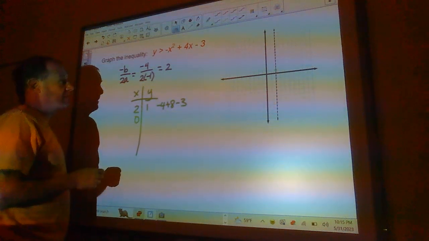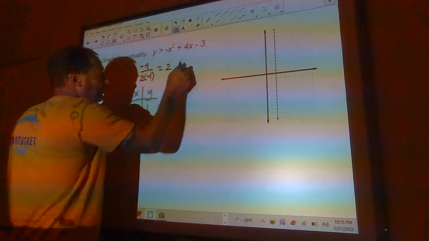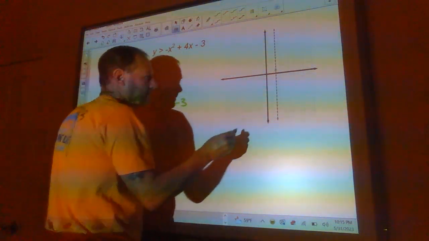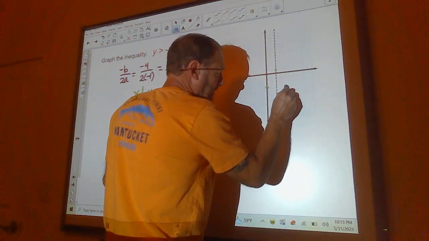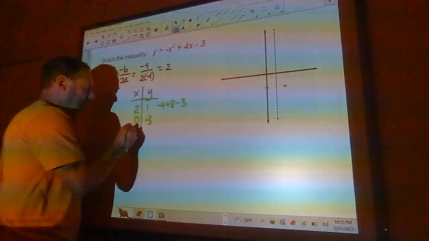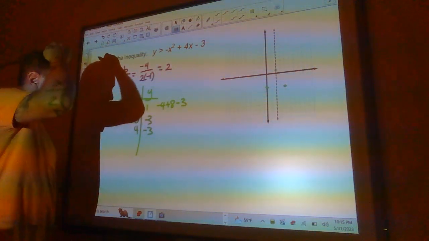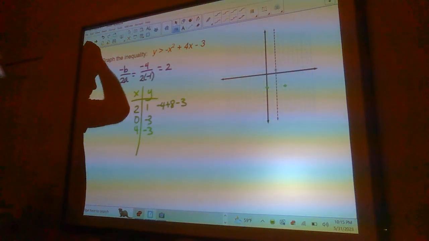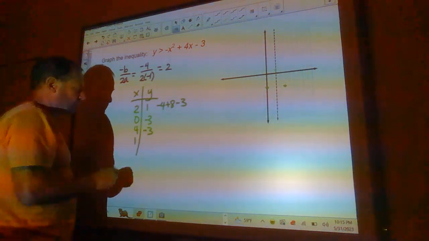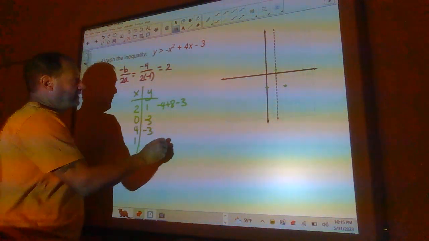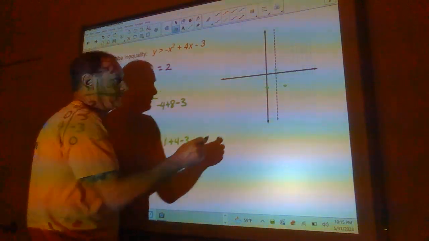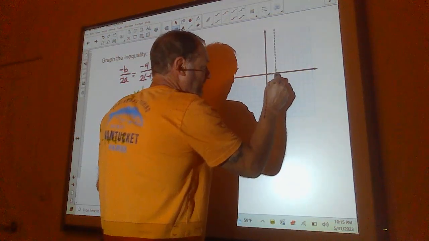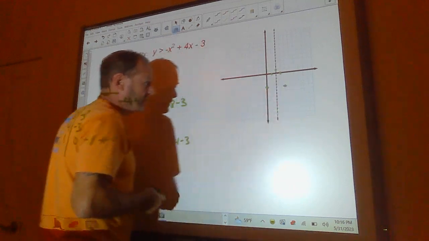Okay, 0 is my friend. I plug 0 in there. I get 0 plus 0 minus 3. I get a symmetric point right here at 4, negative 3. If I plug in 1, I get negative 1 plus 4 minus 3. That's going to be 0. Gotta love having the zeros. Another 0 right there.